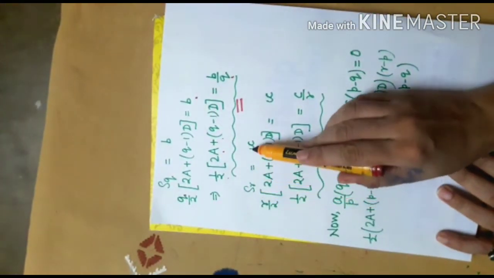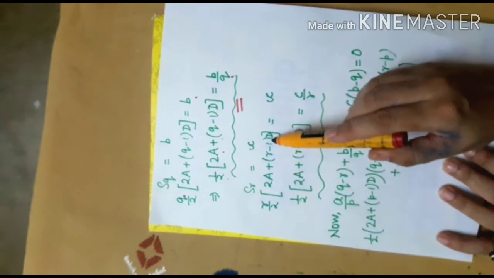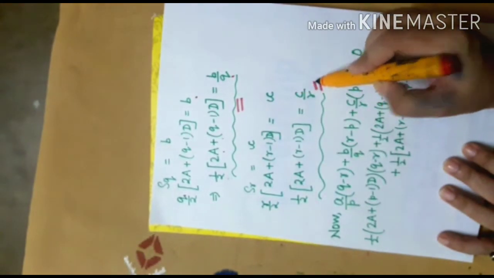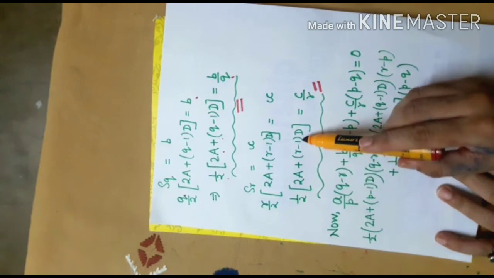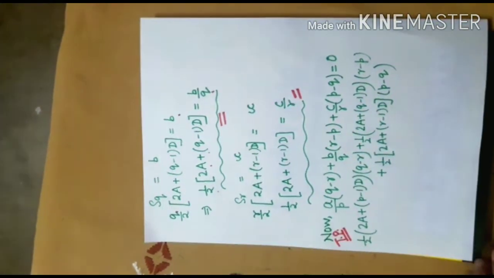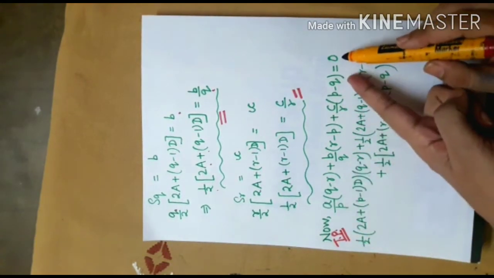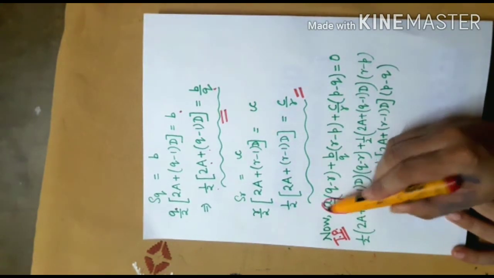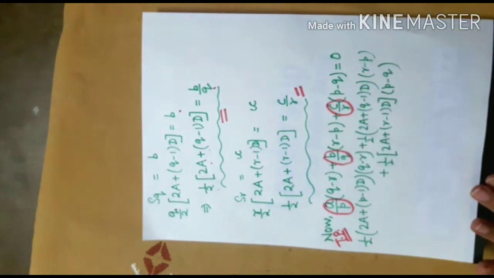Similarly, SR is equal to C, that is R by 2 into (2A plus (R minus 1) D) is equal to C. I transpose this R to the right hand side. So I get the value of C by R as 1 by 2 into (2A plus (R minus 1) D). Now I need to prove that this is equal to 0. So first I take up the left hand side and I put the values of A by P, B by Q and C by R, which I have obtained above.